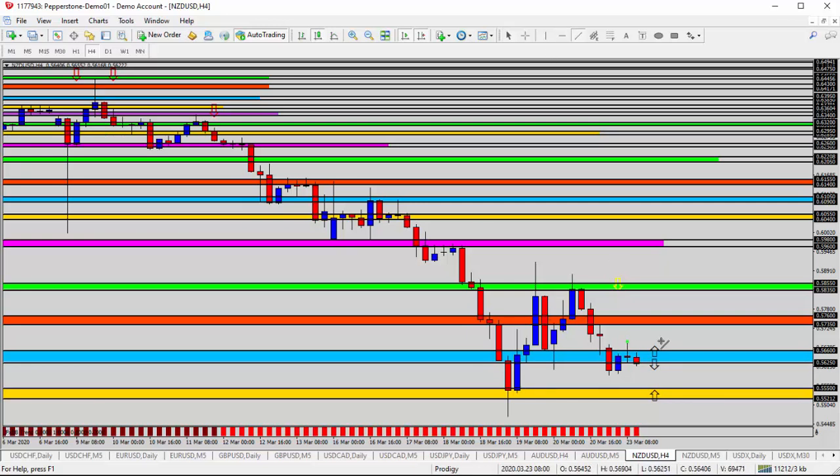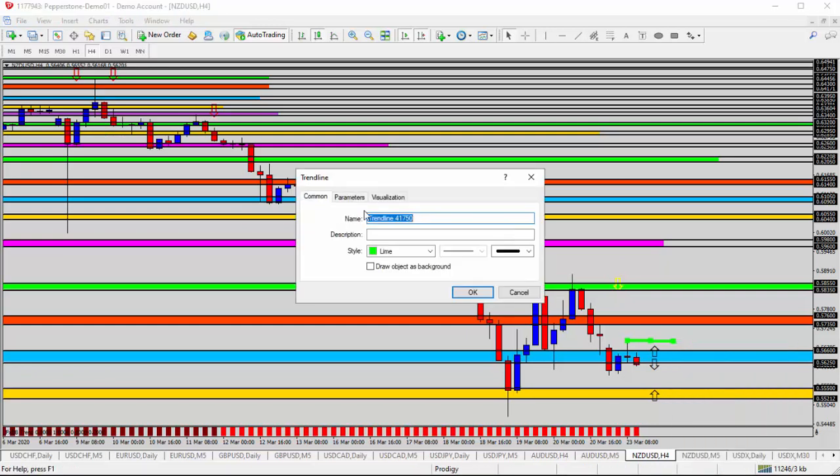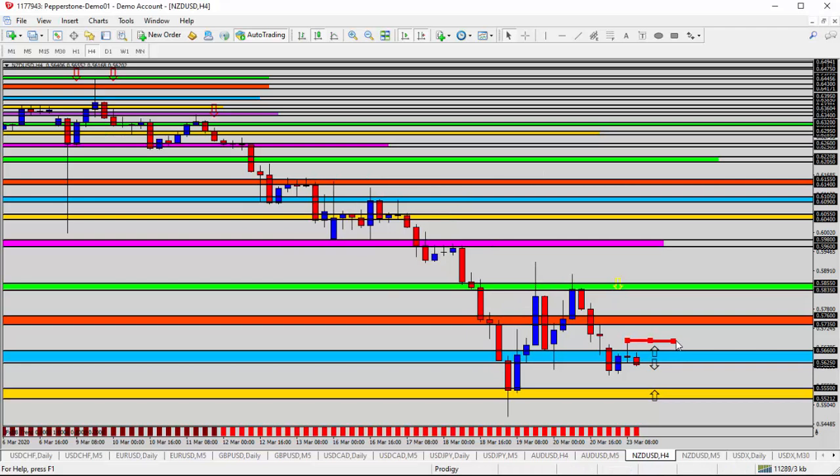Best case scenario, I think your stop loss is going to be the top of the last resistance high here on the 4 hour time frame. Let me just turn that line red. So your stop loss is going to be right about there. The high of that candle is 0.5690. So that's a pretty substantial stop loss from our current market price at 0.5620.